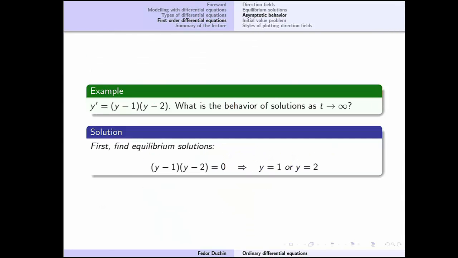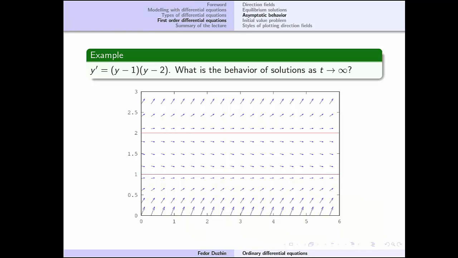Alright, so here is another example. What is the behavior of solutions as t approaches infinity? The first step is to find equilibrium solutions, and there are two, 1 and 2. And now we plot the direction field. Notice that the important part is that the right-hand side is positive if y is bigger than 2, negative if y is between 1 and 2, and positive again when y is smaller than 1.